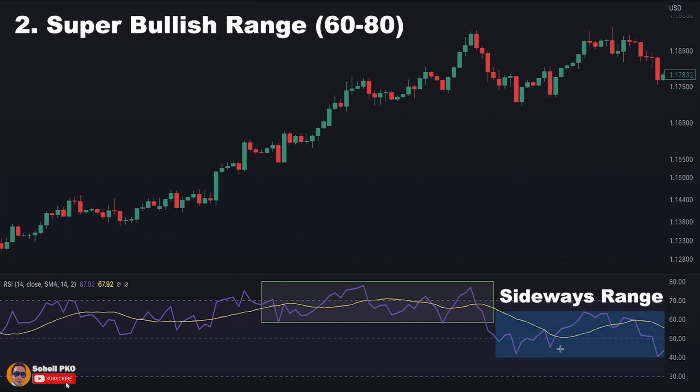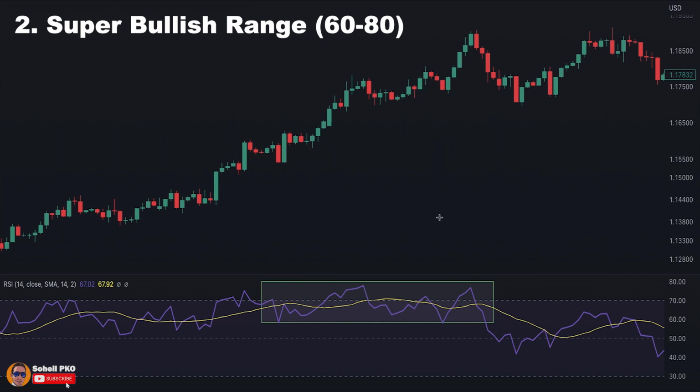I'll explain about this later if you are listening to me carefully. So now you got the point what is all about RSI range shift, shifting from one range to another range. I'll talk more about this later, don't worry. So in super bullish range, I recommend you to be very careful with entering a trade and make sure you are managing your risk properly.